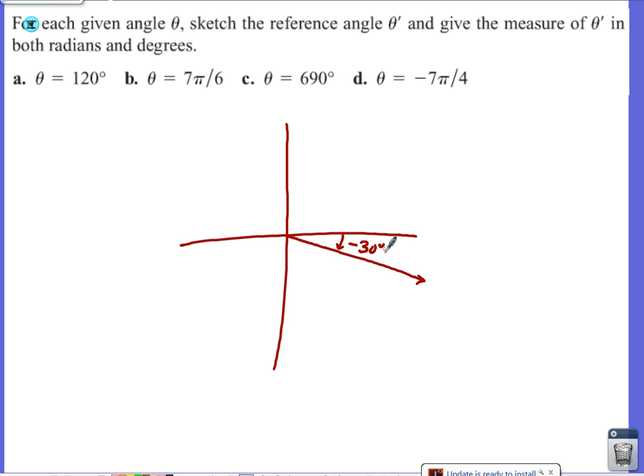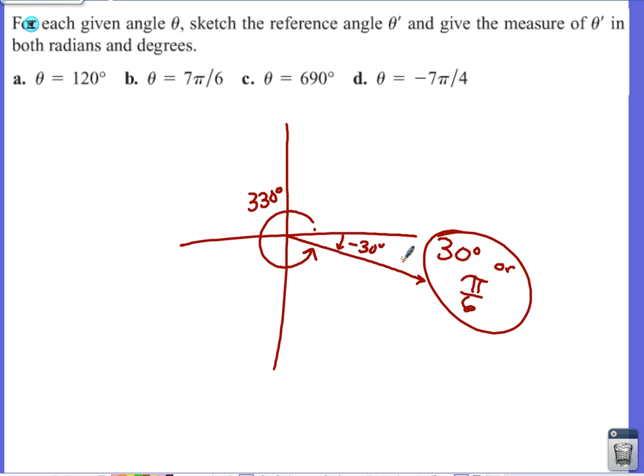Now, could I have done it the other way? Could I have said 690 is the same thing as 330? Sure. If I'd have done it that way, I took my 360, took away 330, and I would have found out again 30 degrees or pi over 6 is my reference angle. So we're going to be using those coterminal angles, and that's one of the main reasons we learned coterminal angles. We're going to be using coterminal angles when we're talking about reference angles to take away rotations, to make it a little bit easier to graph.